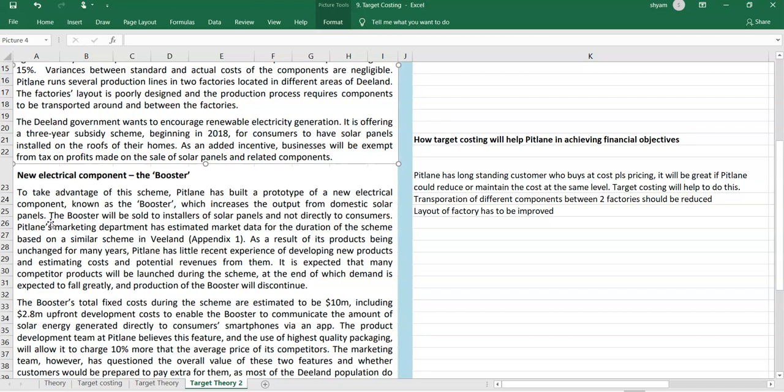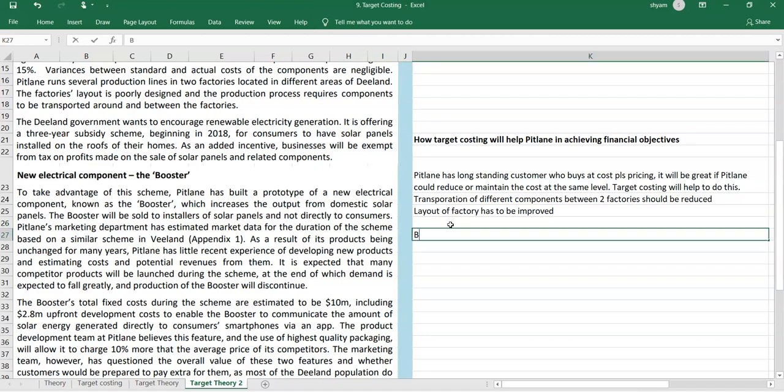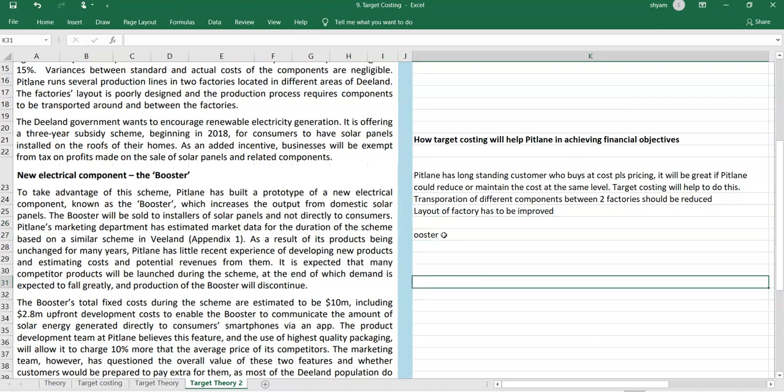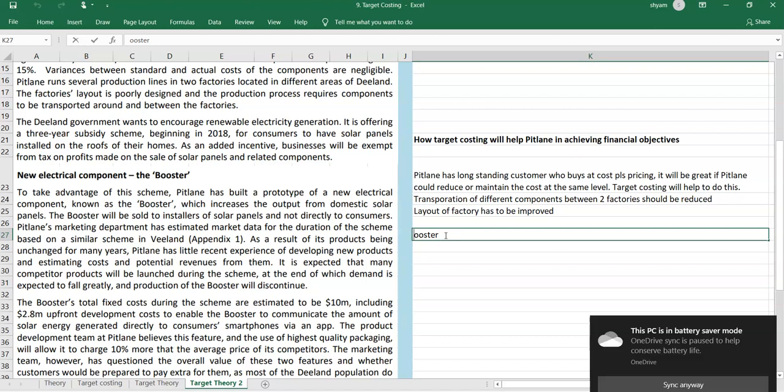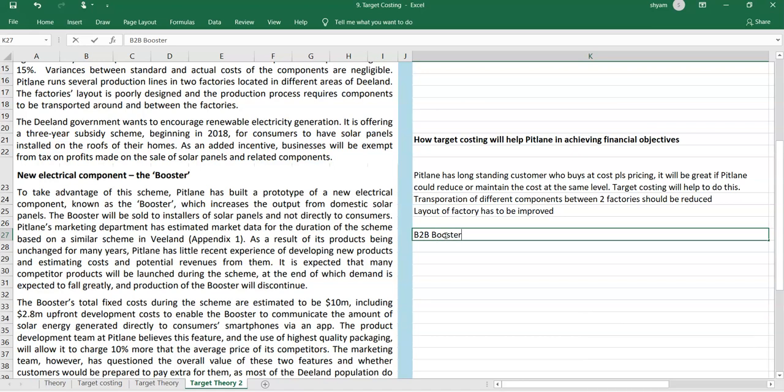So the company is trying to take advantage of the tax benefit or tax subsidy that the government gives, and they are developing a new product called a booster. And this product is going to be a B2B, not a B2C. So it's going to be a B2B booster sale.